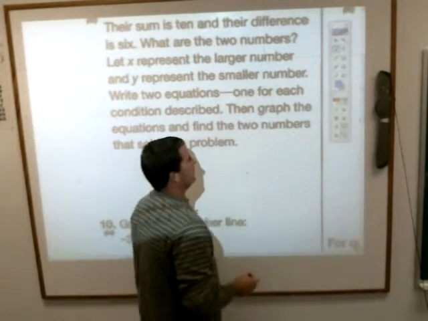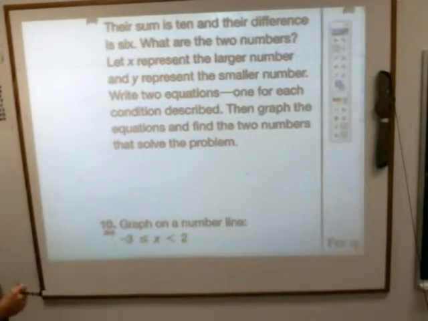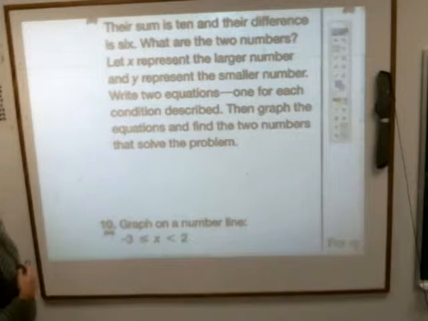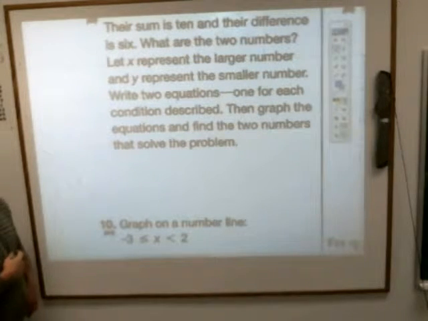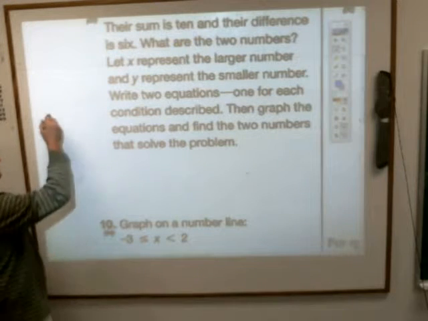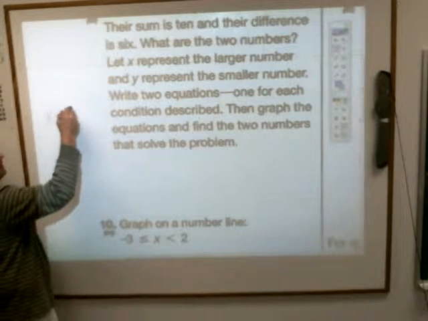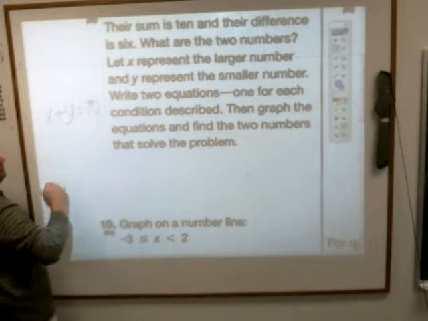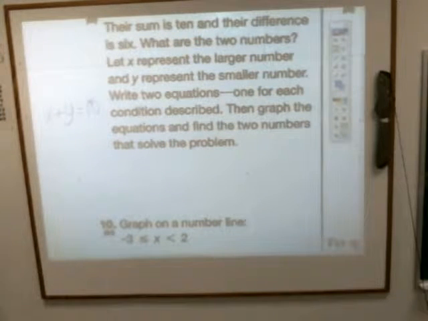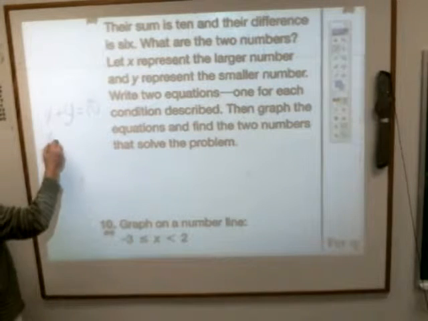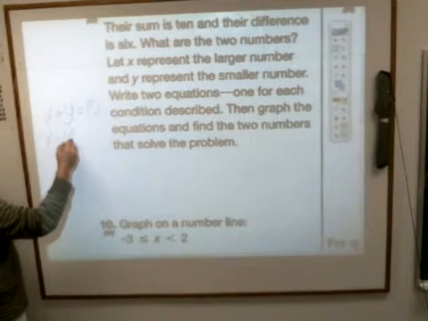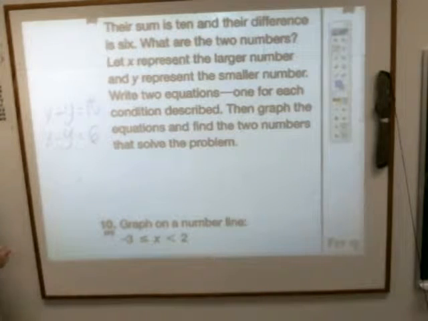You will need a piece of graph paper or something to do this on, on your homework paper, whatever paper it is. But first thing it says, find two numbers, their sum is 10, and their difference is 6. What's it mean if their sum is 10? X plus Y equals 10. They're two different numbers, so I can't use two X's because that would be two of the same numbers. Then it said their difference is 6. X minus Y, when you subtract them, you get 6.